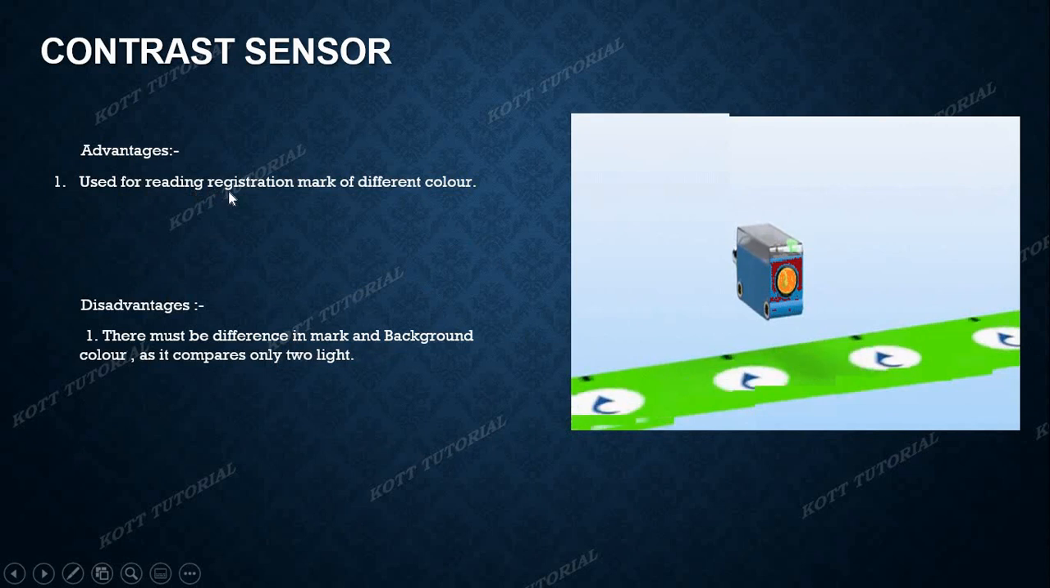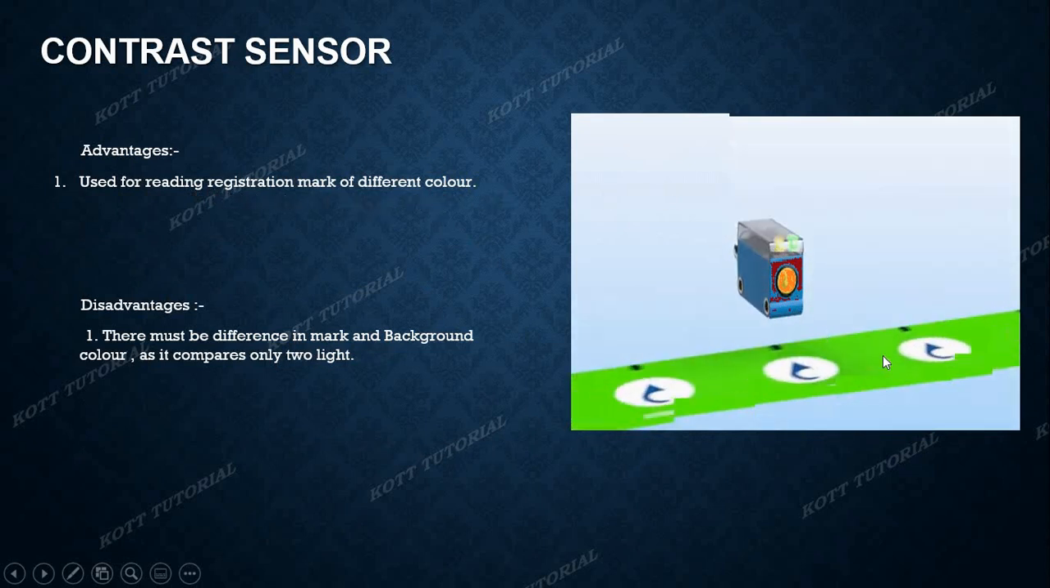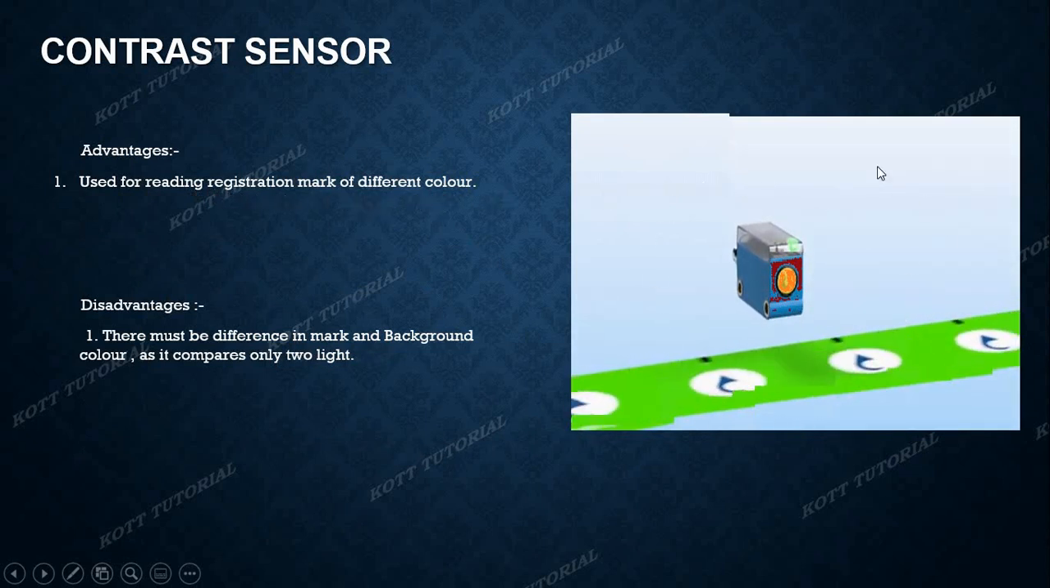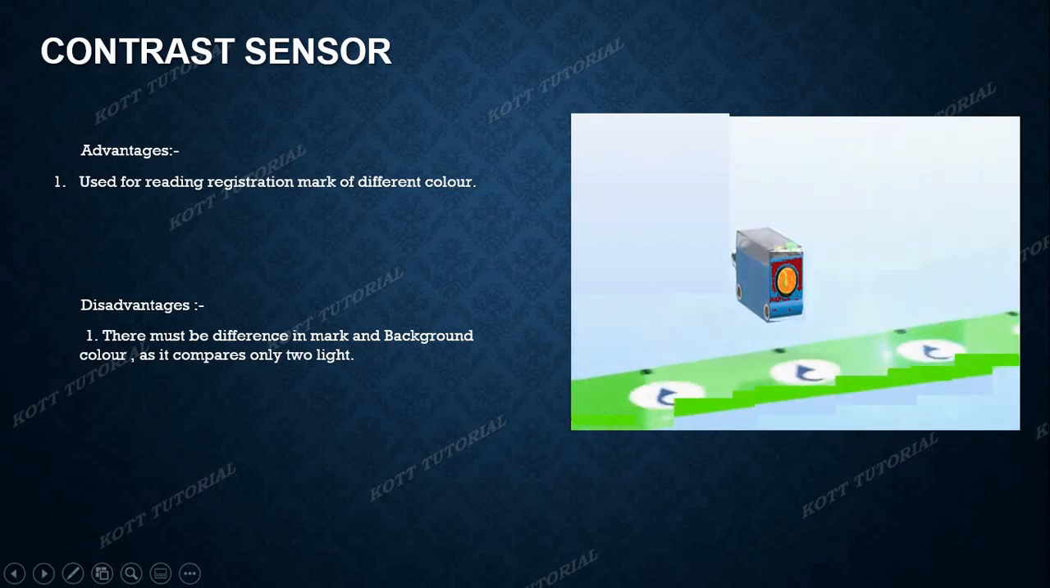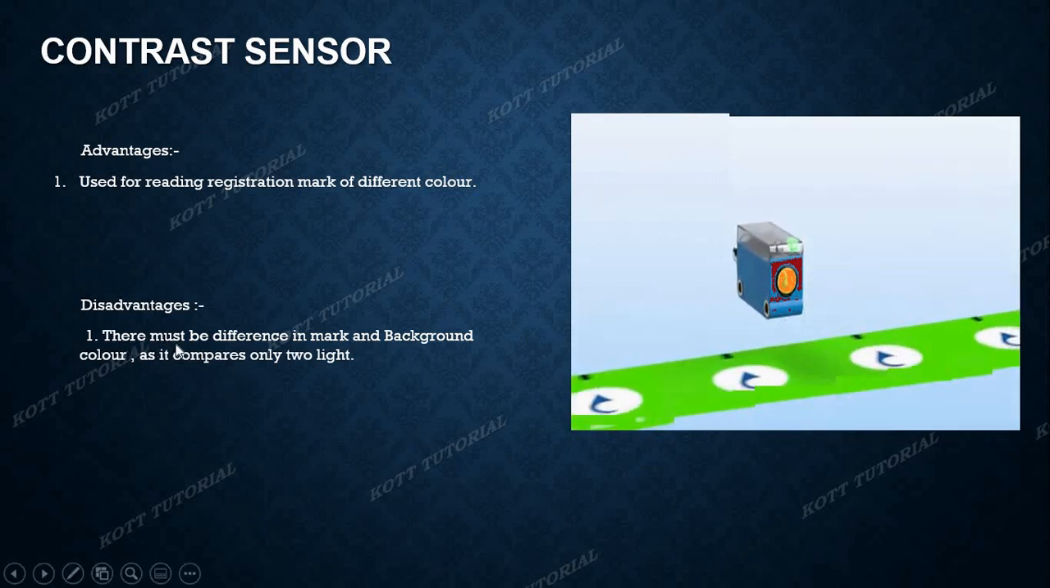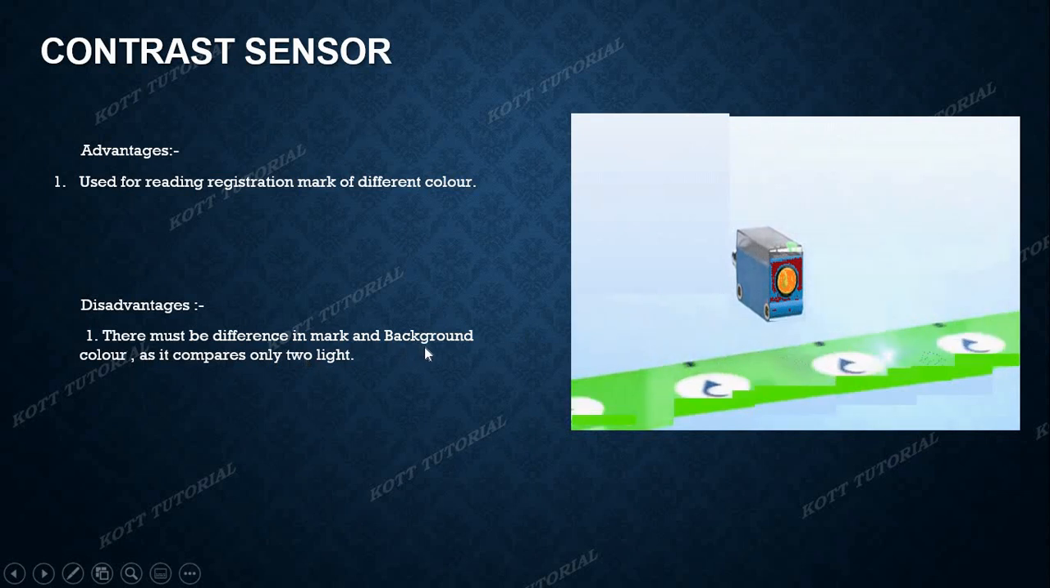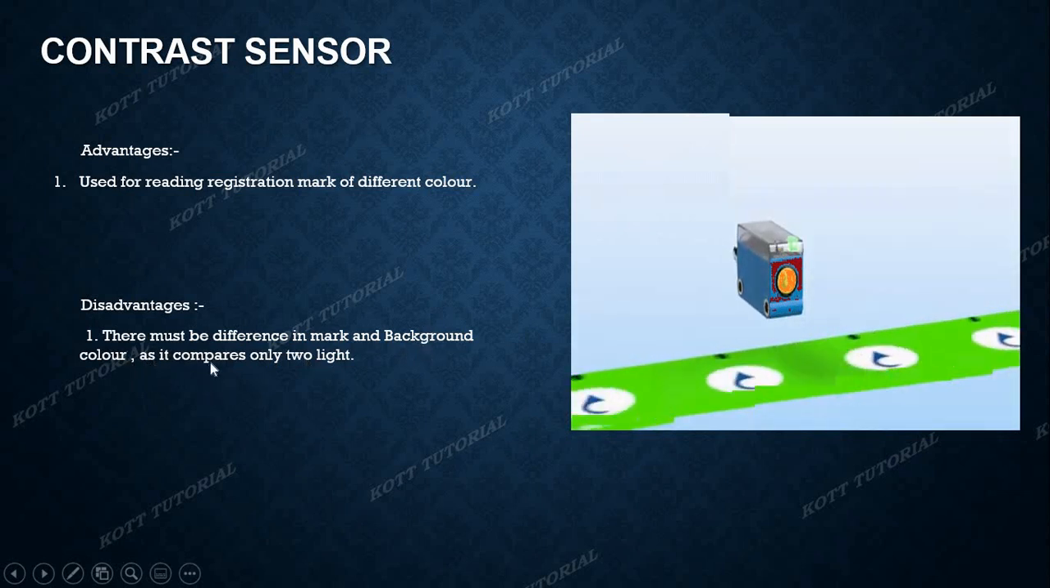Advantage: used for reading registration marks or different colors. See, mostly in the bottles we purchase, like a Coca-Cola bottle or a packed drinking bottle, we can find this type of mark on the plastic label of the bottle. Disadvantage: there must be a difference between the mark and the background color, as it is comparing two lights.